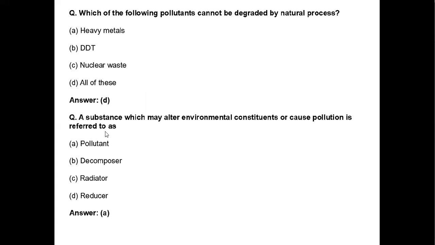And the second question: a substance which may alter environmental constituents or causes pollution is referred to as what? Pollutant, decomposer, radiator, and reducer. As we know that pollutants are the substances which may alter environmental constituents. So your answer will be option A, pollutants.